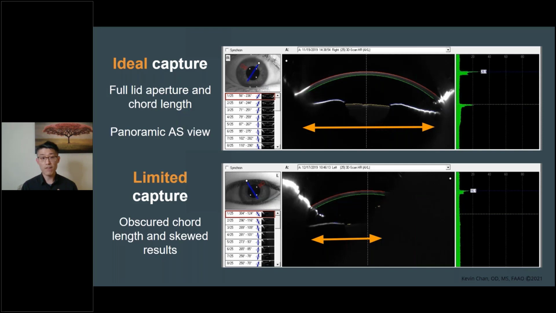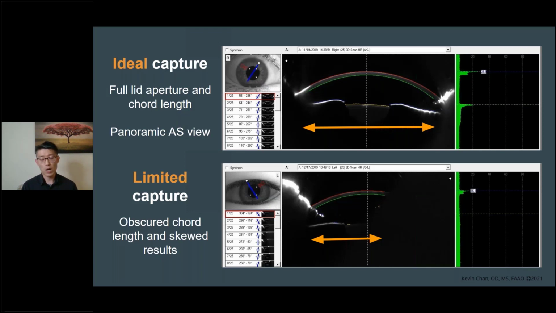And because having a full HVID will also affect the chord length that you're going to measure. Let's say you're dealing with someone with an Ortho-K design, chord length is one of the key factors. If you have something like the bottom image, which suggests that you only have 3/4 of the view you can look at and interpret, chances are the chord length and the result will be highly skewed.